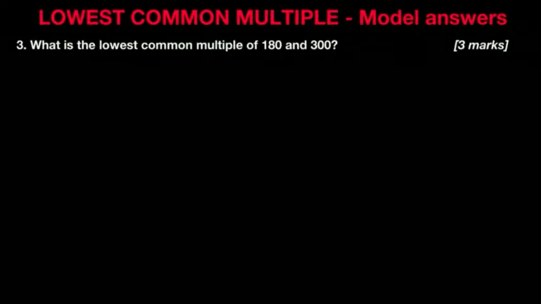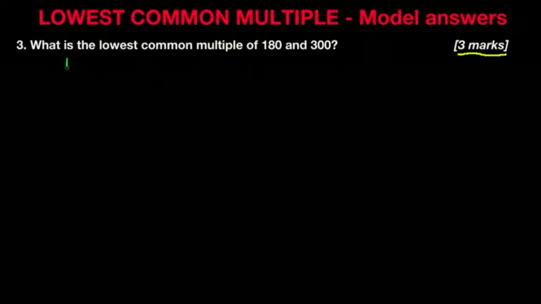Now let's move on to our third question. What is the lowest common multiple of 180 and 300? Now this question has got 3 marks. And we're going to answer this question slightly differently. Instead of using a factor tree, we know that these two numbers, 180 and 300, they are divisible by 3, and because they end in 0, they're going to be divisible by 30.